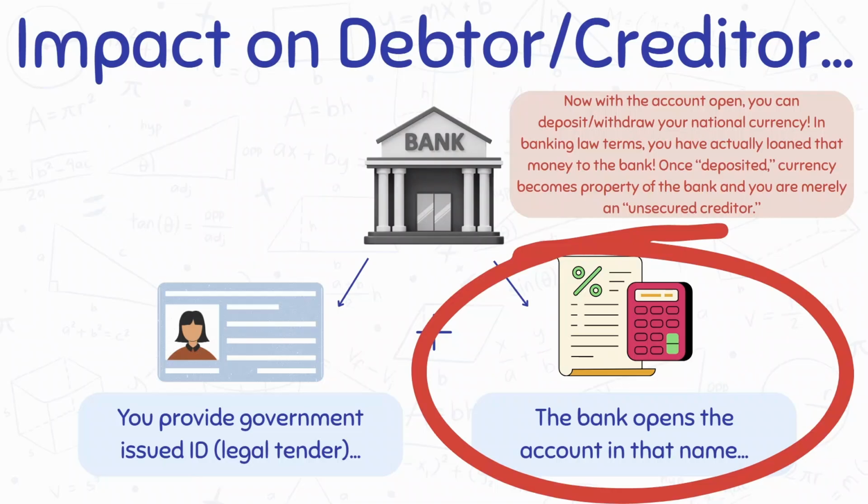Now, with an account open, you can deposit or withdraw your national currency. But did you know that in banking law terms, you have actually made a loan to the bank? When you deposit money into your bank account, you actually give the bank that money. It becomes their property, and you are just considered an unsecured creditor in the at-law side of the law. Whenever you want to withdraw that money, what you actually are doing is making a demand on the loan that you made to the bank, and the bank then has an obligation to give you your money back.